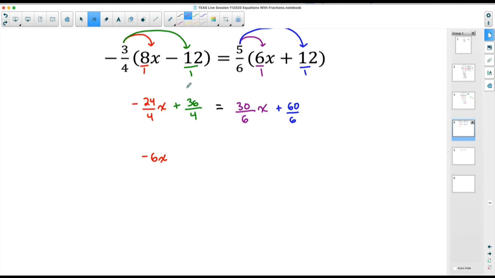But anyway, back to here. Where was I? So 24 divided by 4, we get negative 6x. This will be, now look at this, 36 divided by 4, plus 9. And this is going to be equal to 30 divided by 6. That gives us 5, so we have 5x. And then we have plus 10.